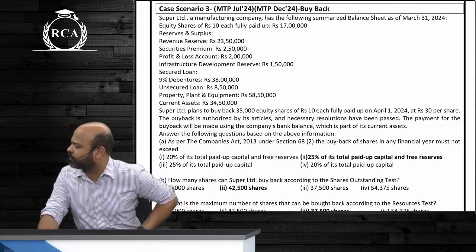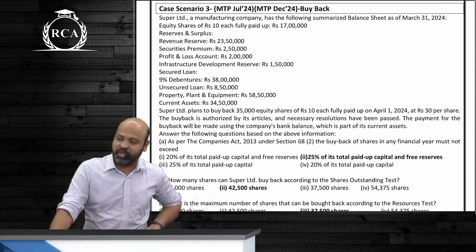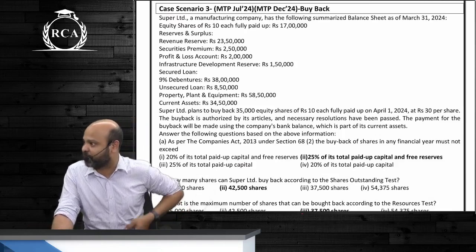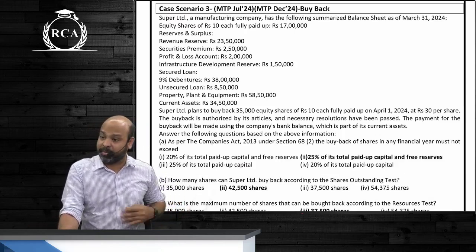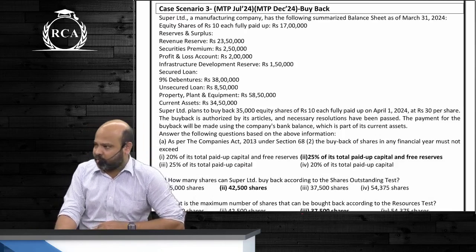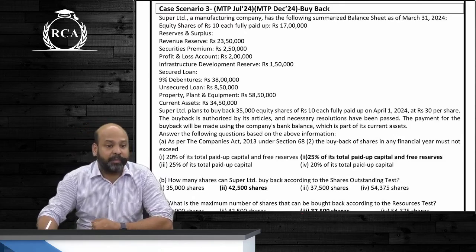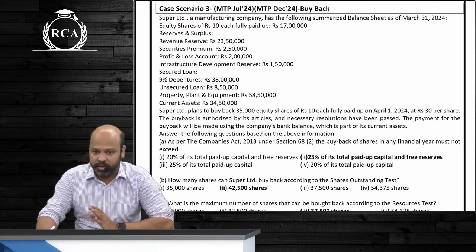Equity share buyback. Equity share capital account debit, premium on buyback account debit to equity share buyback account, equity share buyback to bank account, and then securities premium account debit to premium on buyback account. After that, free reserves account debit to CRR account.